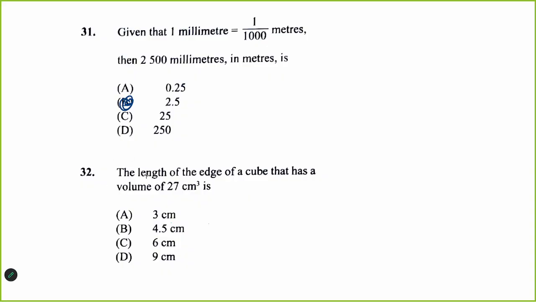The length of the edge of a cube has a volume of 27. So we know side times side times side is 27. So side would be the cube root of 27, which is equals to 3. So if we want the length, it would be E.